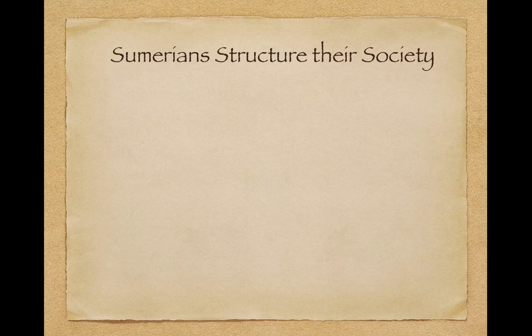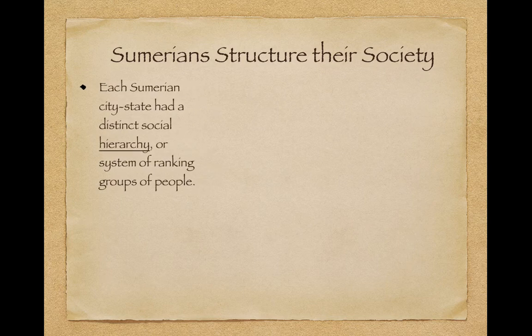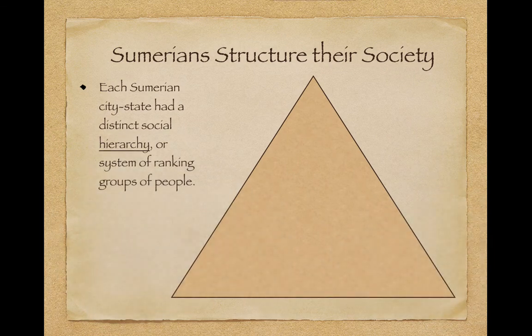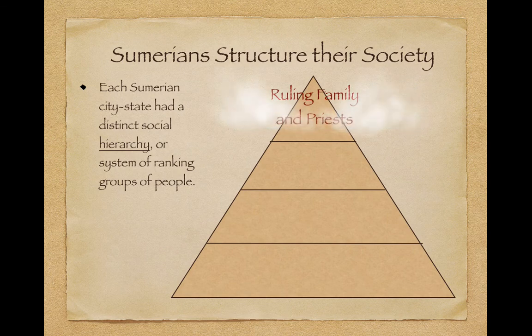So a little bit about how they structure their society. Each Sumerian city-state had a distinct social hierarchy or a system of ranking groups of people. Hierarchy is one of our vocab words this week. It's a system of ranking groups of people. So some people were seen as being more important than others, so they were higher up in the hierarchy. And this is based on jobs. So at the very top was the ruling family and the priests. So if you were the ruler or his family members, or you were some of the high priests, because religion was extremely important, you were at the very top of society.